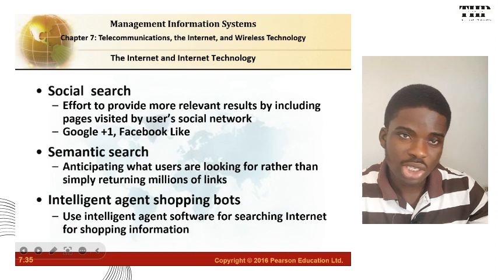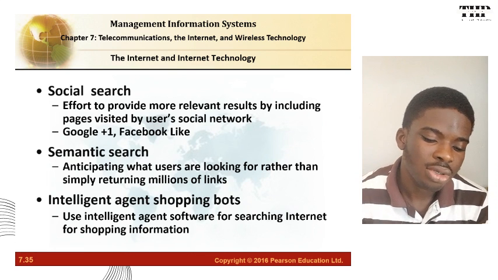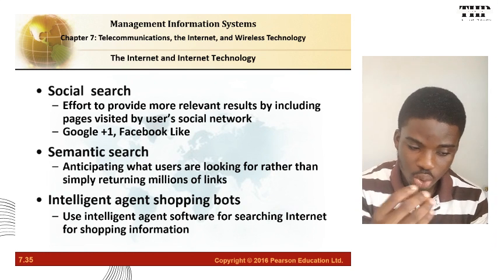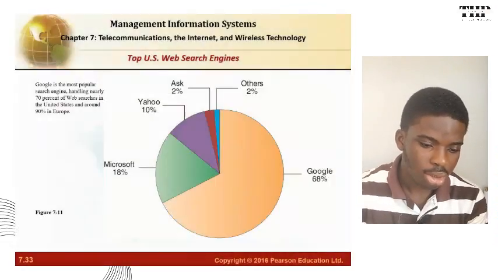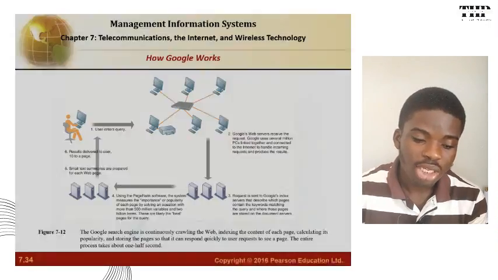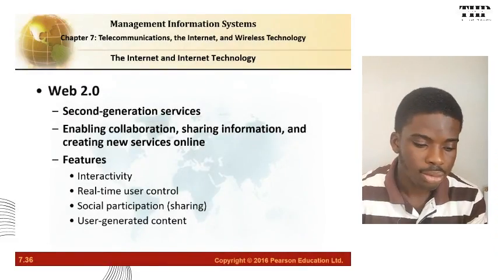So these are all technologies and services on the internet. That's how we categorize this one. Social search, semantic search, intelligent agent shopping bots, how Google works, search engines, all these things are simply technologies or services that the internet is providing.